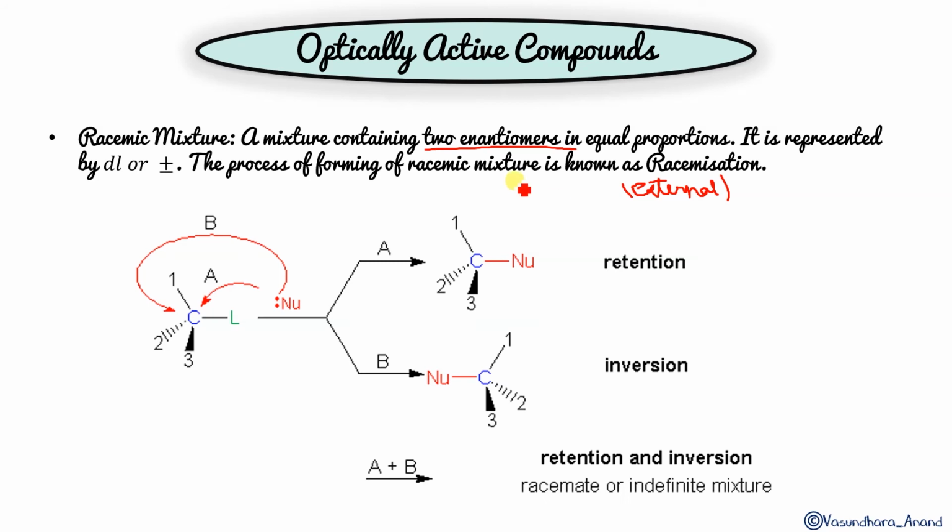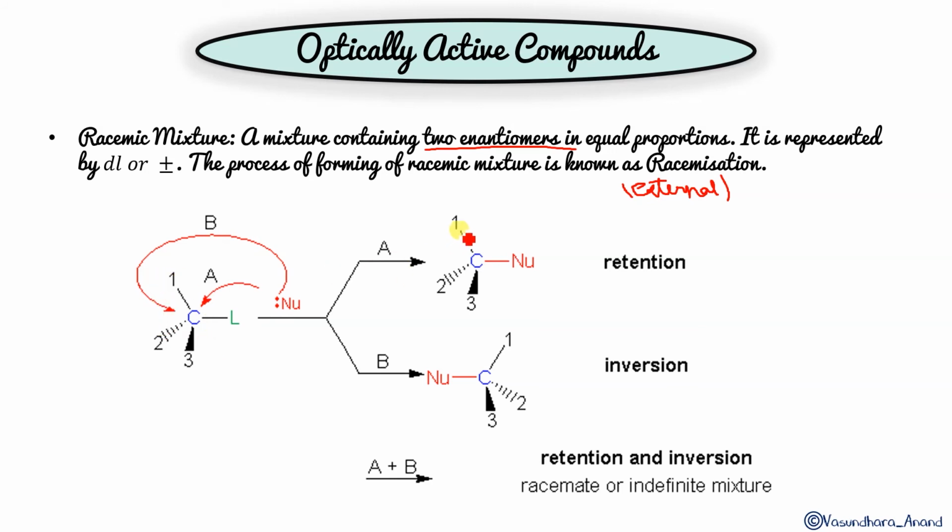Yes. So see, this is the compound. One is there, two is in the dash way, and three is in the wedge way. That means three is towards you and two is behind you, away from you, and this is the leaving group L. If the nucleophile is attacking, it can attack from both sides, from the front side as well as from the back side. If it is attacking from the front side, L will move and Nu will attach. That means the configuration is going to be retained.